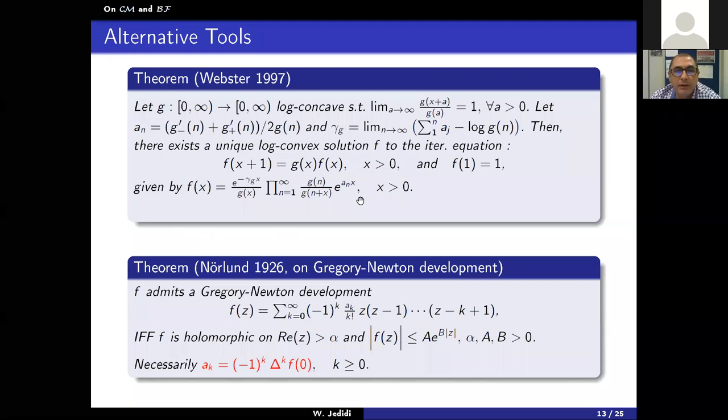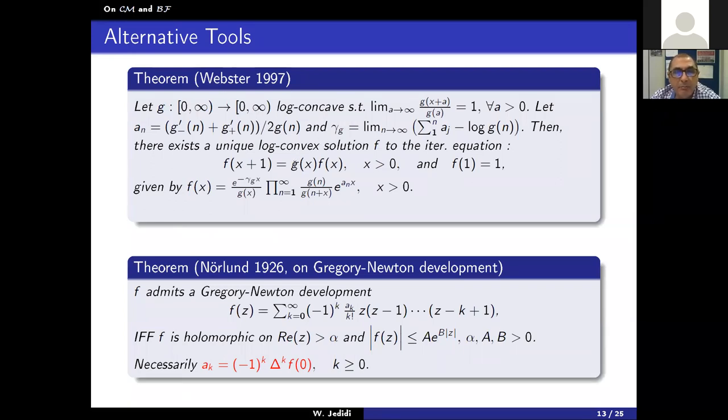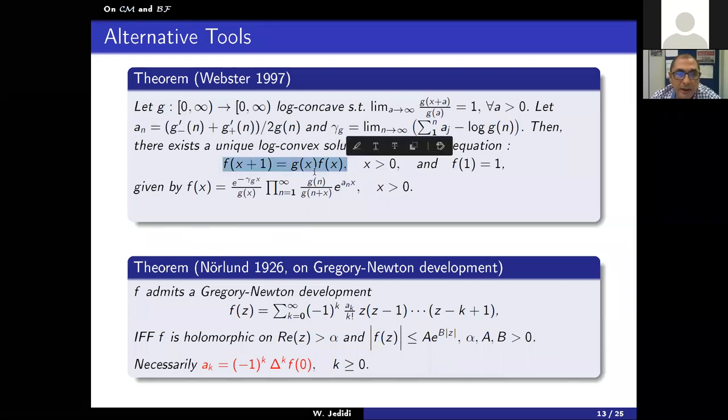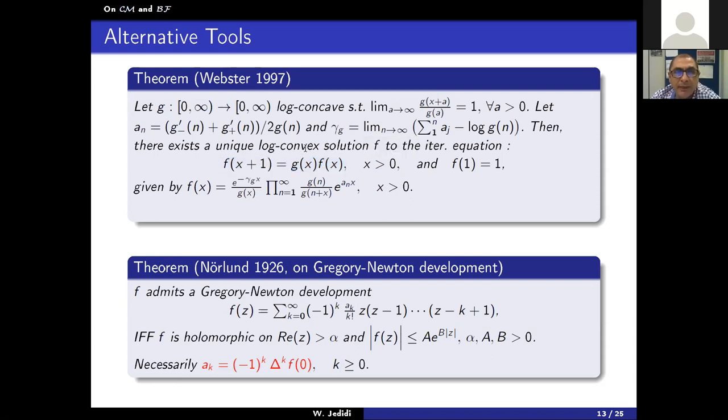And we also appeal to Webster's results about iterative equations. This kind of iterative equations are familiar, of course. If you take J the identity function, you will recover the gamma function. If you are given J and an initial condition, what are the conditions that ensure that you have a solution? If J is log concave, then you will get a log convex solution to this, given explicitly by this form.